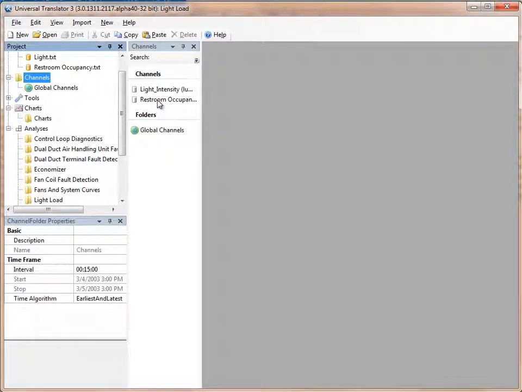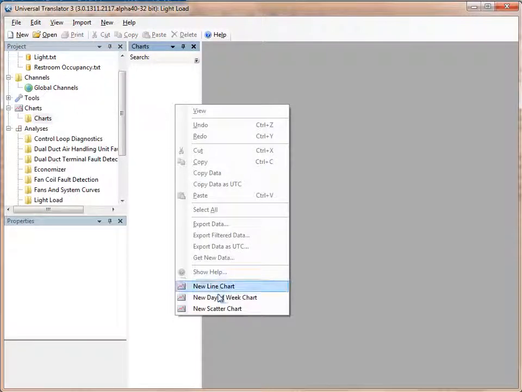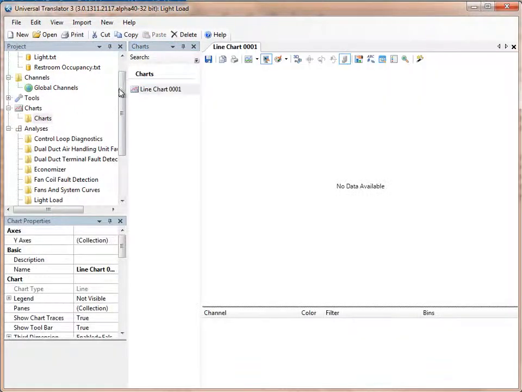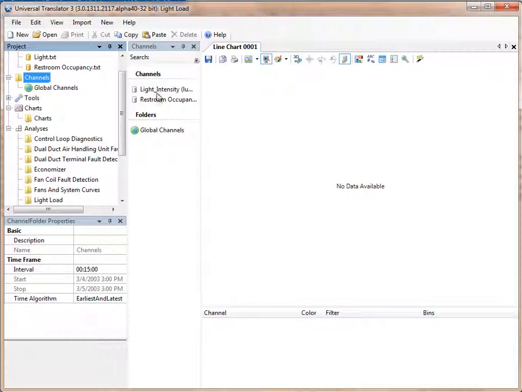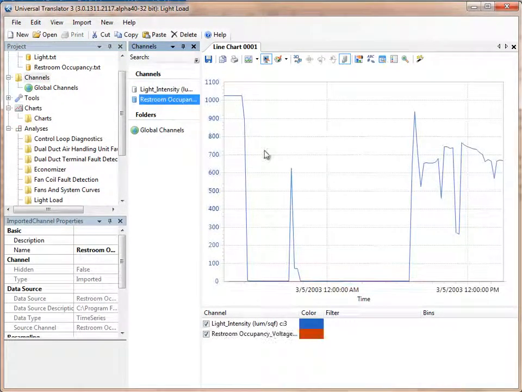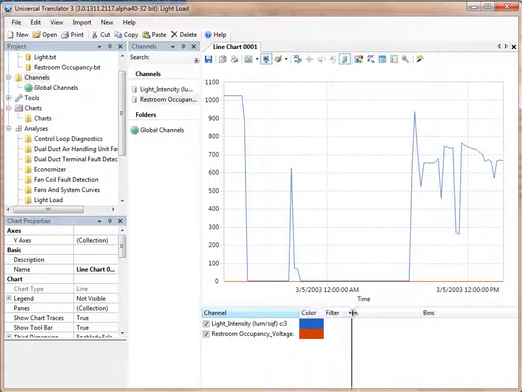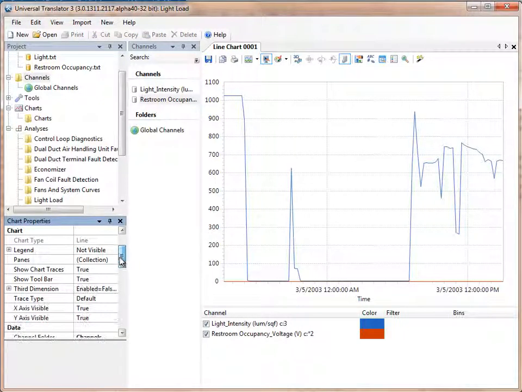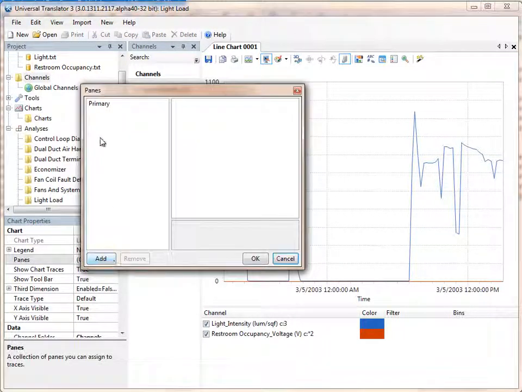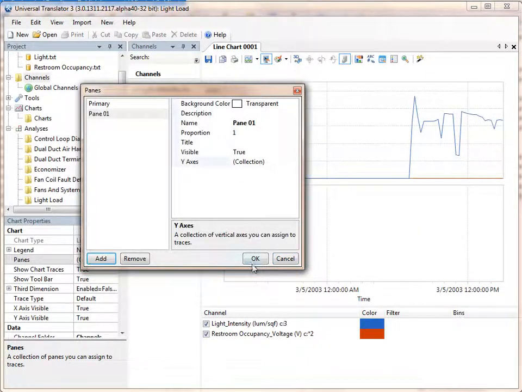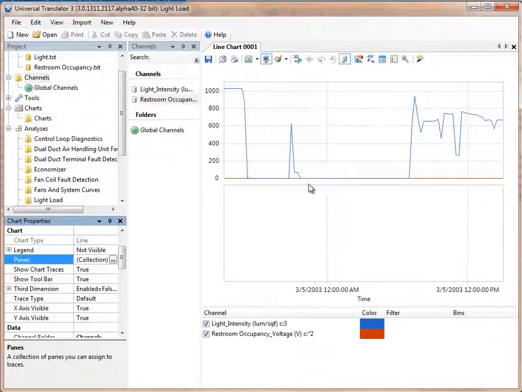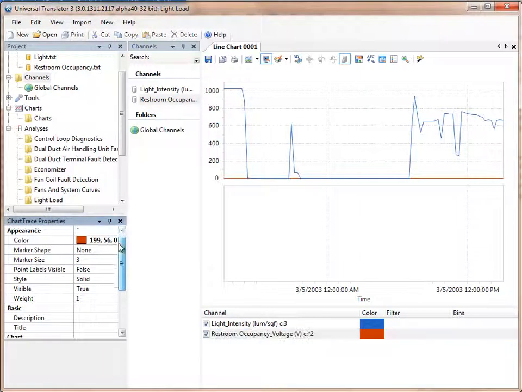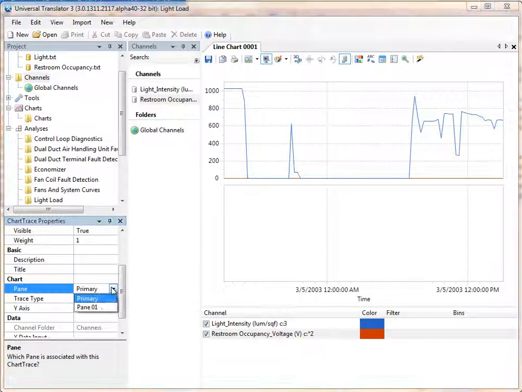And with those two imported, let's make a chart that takes a quick look at what actually happens in the data. Just drag that in there. One of the two, the restroom occupancy sensor voltage, is a little bit too low on this scale, so I'm going to put it on a separate pane. In the chart, there's a separate video on how to do this as well, by the way. I'm going to make a new pane.